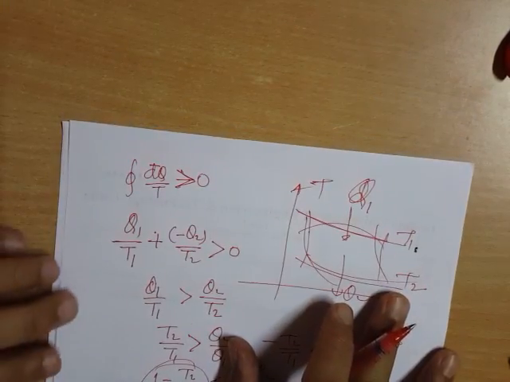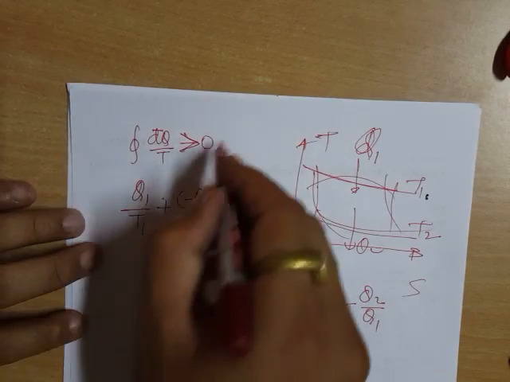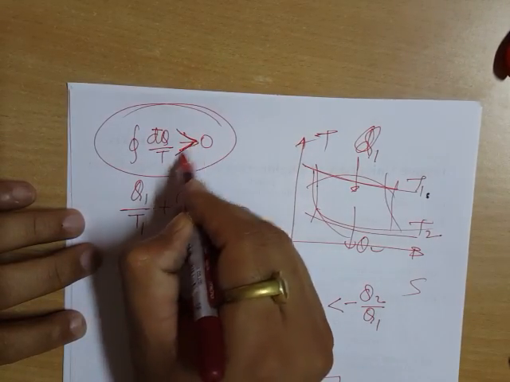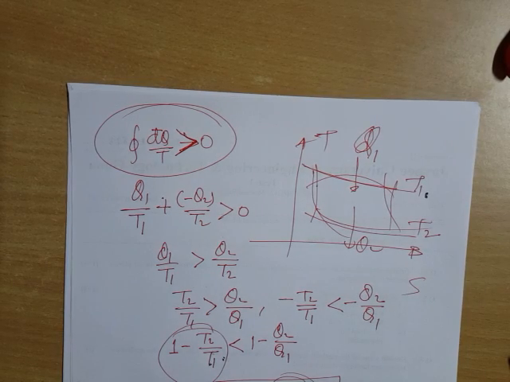Hence, if in any process you come across a situation where dq by T is coming out to be more than 0, that simply means you have done something wrong somewhere, because for any possible process this dq by T has to be less than or equal to 0: less than for an irreversible case, and equality holds for a reversible case.